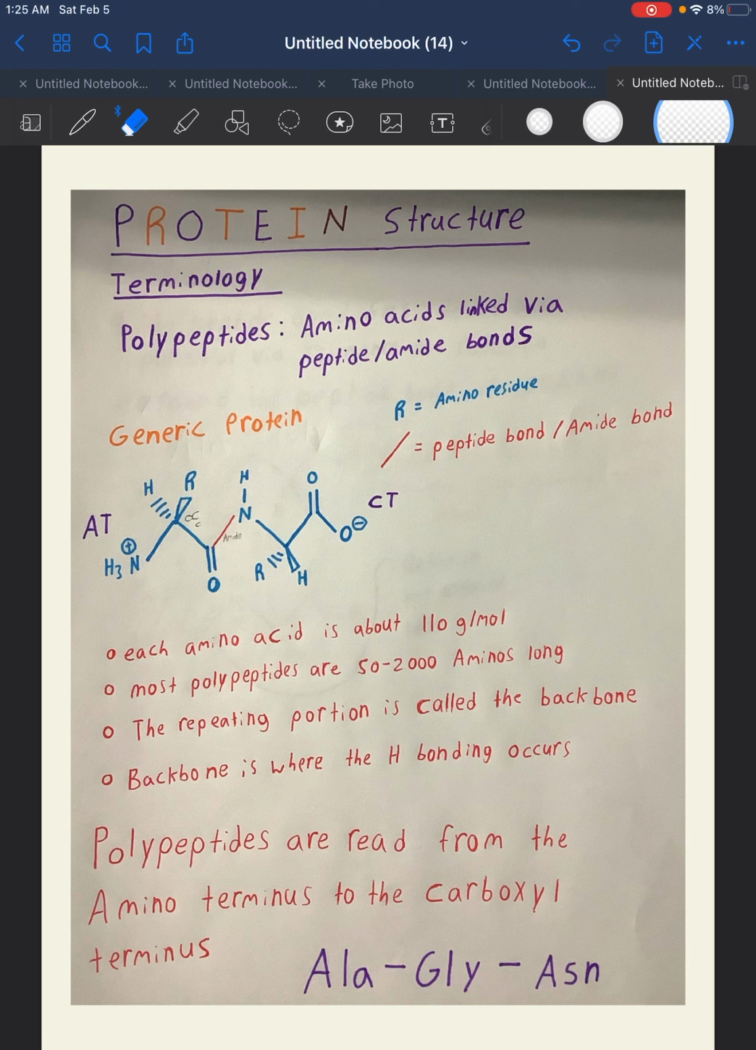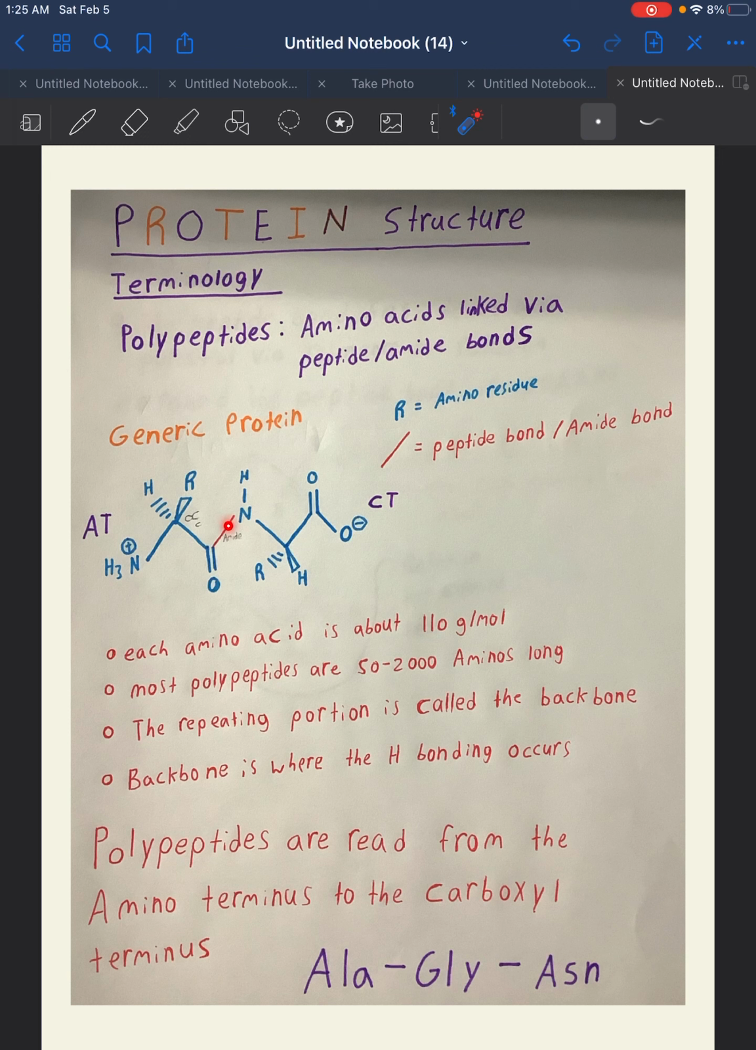So today we're going to be going over protein structures. So let's look at some basic terminology. The first thing we're going to be looking at is polypeptides. Polypeptides, or as you can call them, polypeptide chains, are amino residues attached to one another via peptide bonds or amide bonds. I have a generic protein structure right here consisting of just random amino residues.